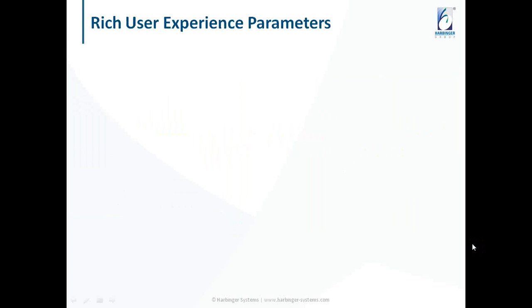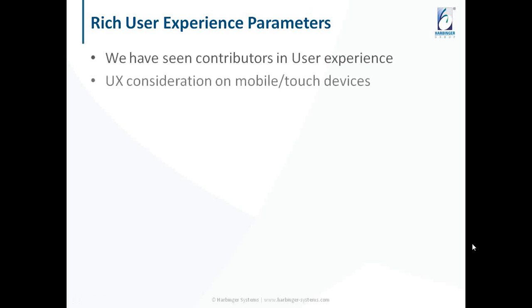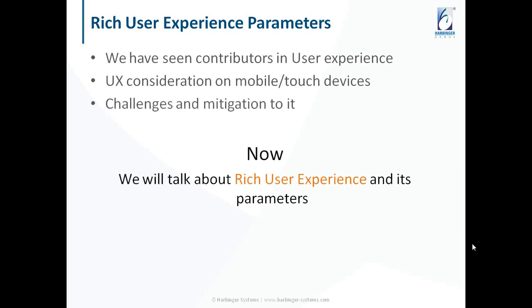So till now, we have talked about different parameters of how we can have collaboration, how we can have different roles contributing in it, and UCD, how it differs from mobile to web and web to mobile. After doing all this background work, the main important thing is we want to achieve the rich user experience in the interface. Till now we have seen the contributors, UX consideration and challenge mitigation. Now we will talk about how we can achieve the rich user experience in the interface.